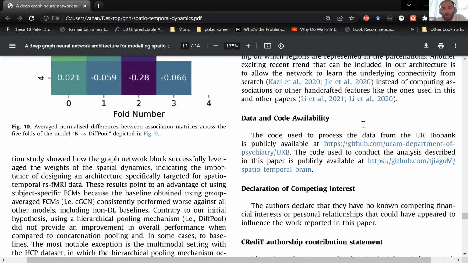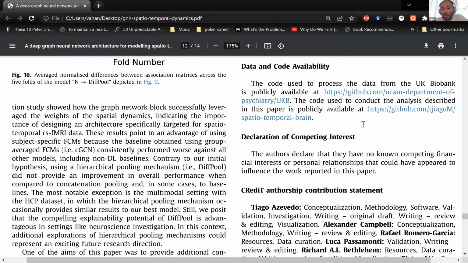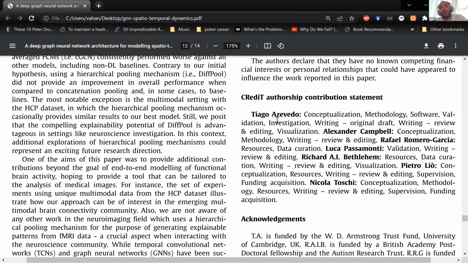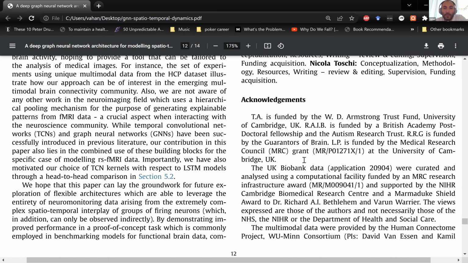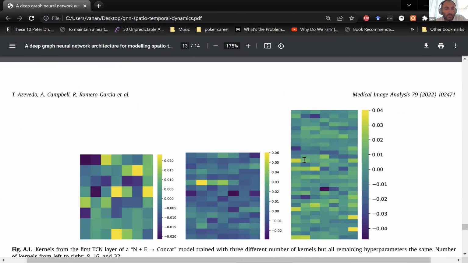A couple of other interesting things about the paper before I finish, and you can ask more questions. Everything is open sourced. You can access everything on GitHub, experiments, parameters, everything is there. They also mention which author did what work, which is pretty cool. They have quite a few authors, so they mention who did exactly what. And I think that's all.